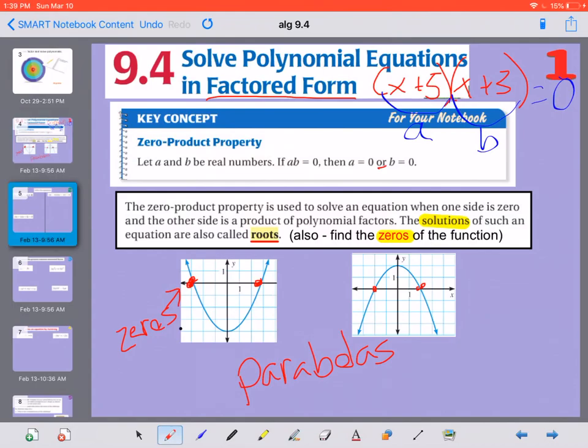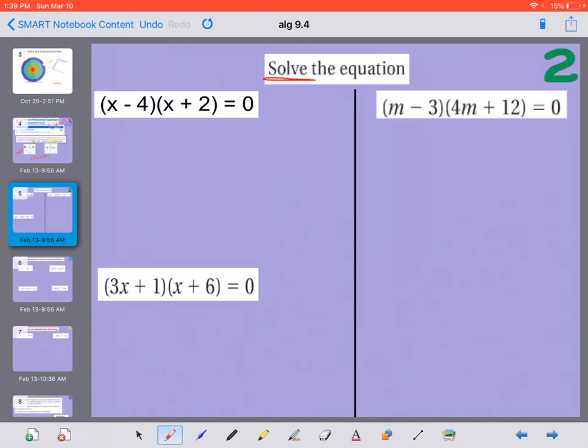So if we take a look at this first one, we have x minus 4 times x plus 2 equals 0. So we're looking to solve this equation. So we said that either a or b has to equal 0, so one of these two things has to equal 0. So what we're going to do to find these zeros is I'm going to take x minus 4 equal to 0 and x plus 2 equal to 0.